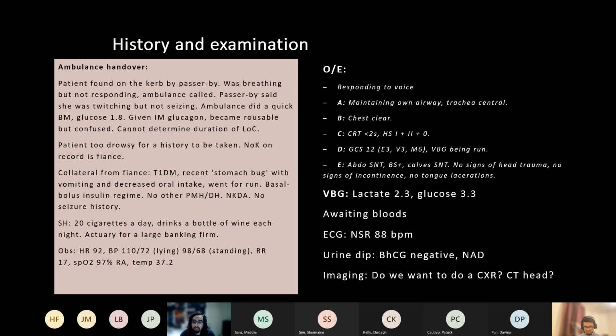So she's maintaining her own airway. Her chest is clear, stable. We said GCS 12, no signs of head trauma, nothing like that. We've got her ECG, which is normal, and her urine pregnancy test is normal. No other abnormalities there. Do we want to do a chest X-ray on this lady?